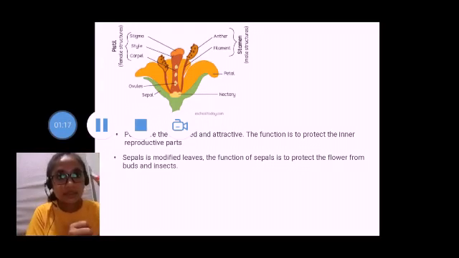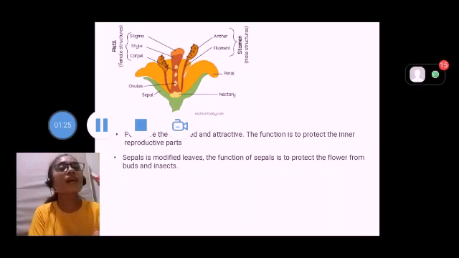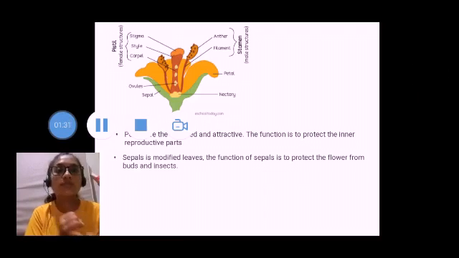Petals are colored and attractive. Their function is to protect the inner reproductive parts. Sepals are modified leaves. The function of the sepal is to protect the flower from bugs and insects.